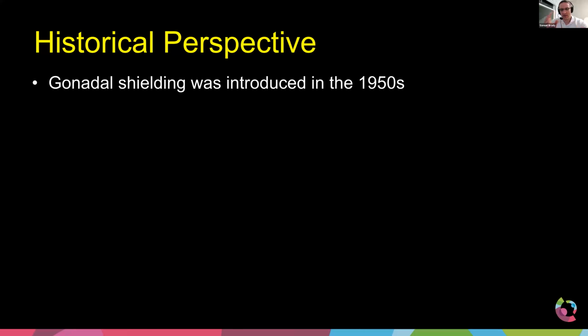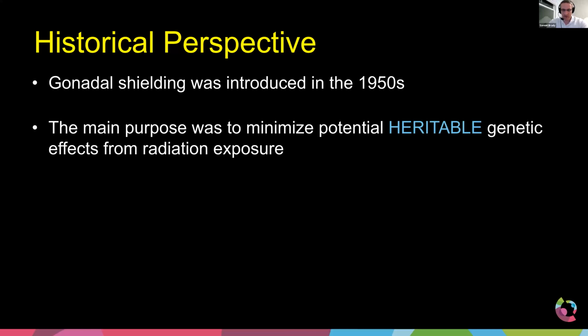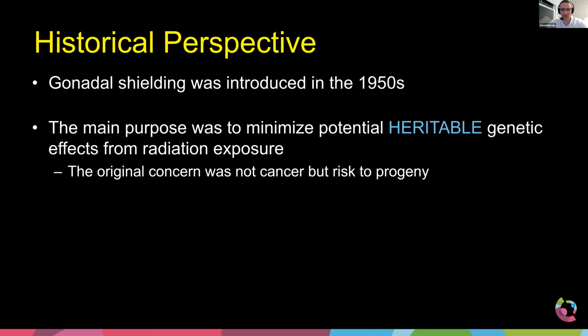Because this was the original question, I'm going to start with gonadal shielding. Let's give a little bit of perspective. When was gonadal shielding first introduced? In the US, unfortunately I don't know the Thai history, gonadal shielding began to be used in the 1950s. The whole reason they started placing lead shields on top of the gonads when people were receiving an x-ray was to prevent heritable genetic effects from radiation exposure.